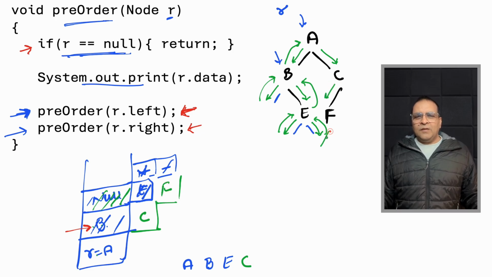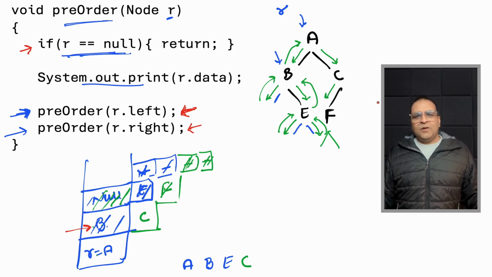Then f will call the function for its own left and its own right. The left child of f is null and the right child of f is also null. They will just return. So first the function will get called for the left child of f, which will just return. Then the function will get called for the right child of f, which will also return. Then the control comes back to f. Now f will also return, and the control comes to c.